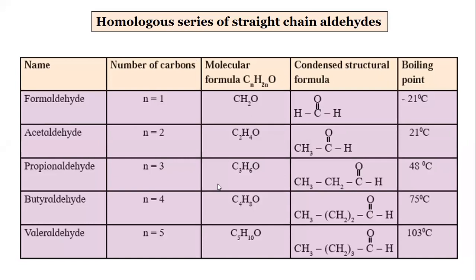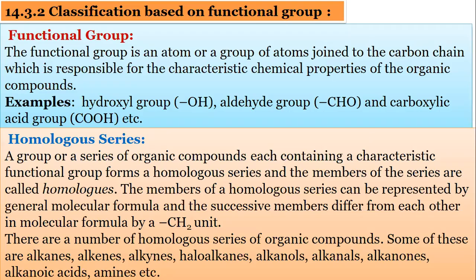So this part is already completed in the classroom: homologous series. This is a very important part from the examination point of view because many times a 2 marks question is asked on it. What is homologous series, and write the homologous series of alkane, or alkene, or alcohols or aldehydes. So homologous series means what? It is a series of organic compounds, each containing a characteristic functional group. Means that series having one functional group.